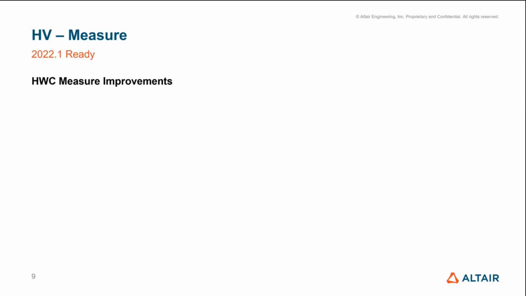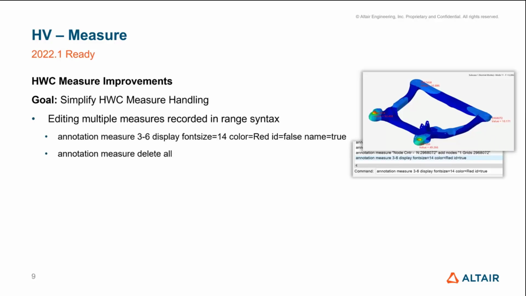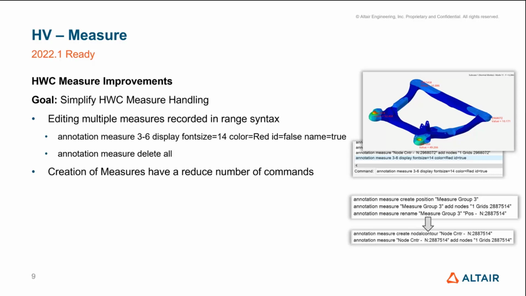2022.1. So for HyperView, we have improved the measures. Measure handling is significantly simplified. We now have the range syntax. We also have things like "all" instead of a range. So multiple editing of nodes becomes very easy. We also reduced the number of commands when you create a measure group or a measure. It will have only two lines of code: the creation with the label, and then the modify and the linked entities, for example, when you change or modify this.